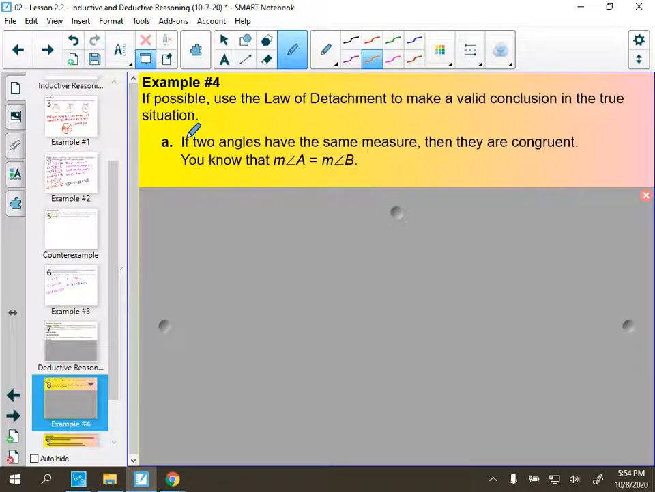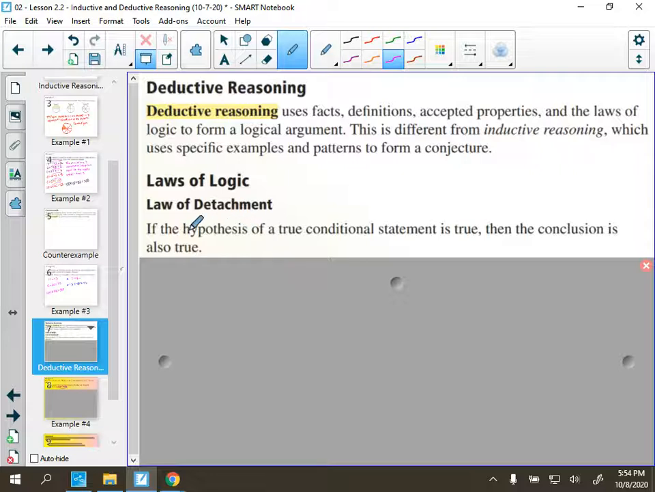So the if-then says, if two angles have the same measure, then they are congruent. Okay, so very similar to 2.1. We got an if-then statement, and then I get a piece of information. It tells us, however we came to know it, that the measure of angle A equals the measure of angle B. In order for us to make a conclusion here, we need the hypothesis to be true.